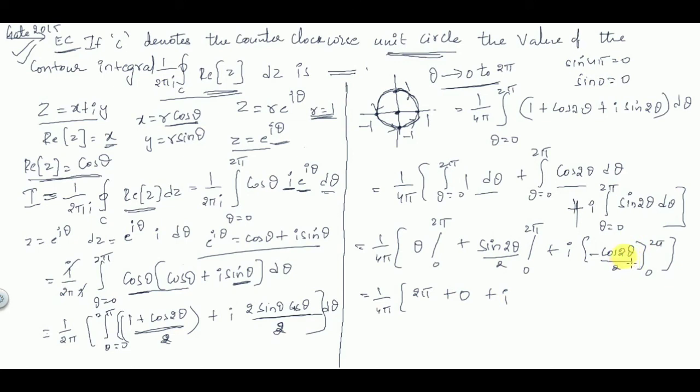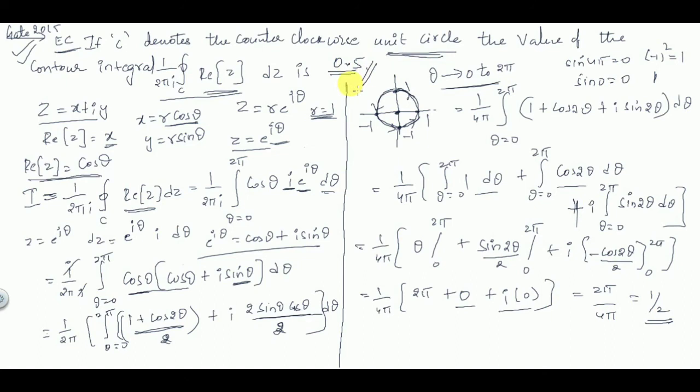Cos 4 pi is minus 1 whole square, which is equal to 1, and cos 0 is 1, so 1 minus 1 is again 0, so this also becomes i into 0. So this is 0 and this is 0, so you'll get 2 pi by 4 pi, which is equal to 1 by 2. So this is the answer here. The answer is 0.5. So this is how we can solve this type of problems.